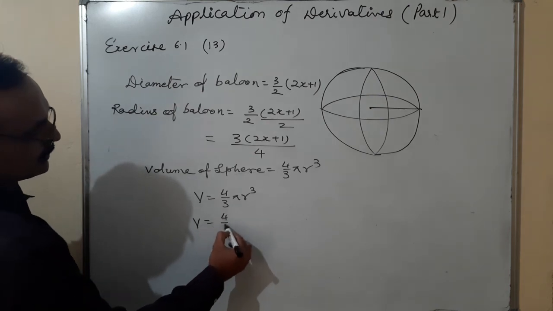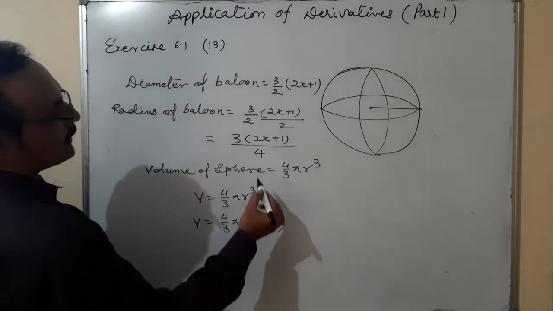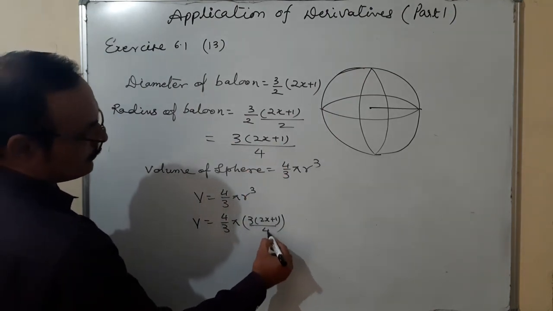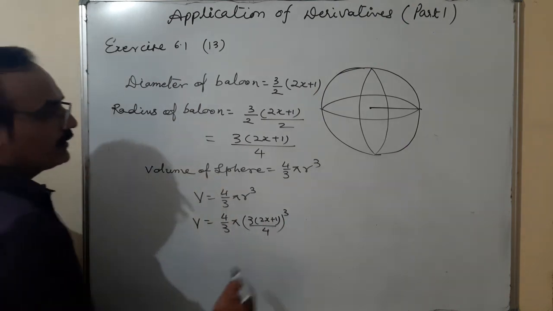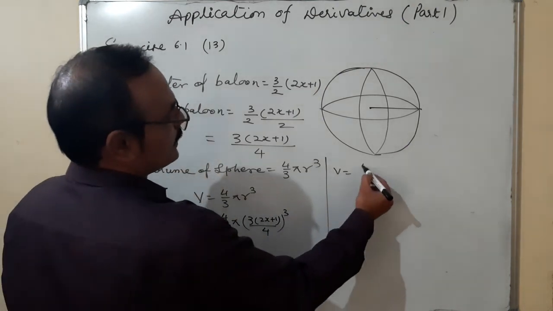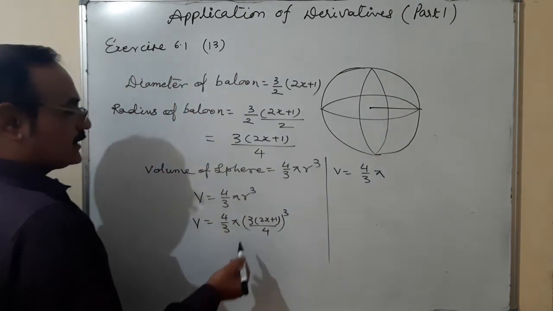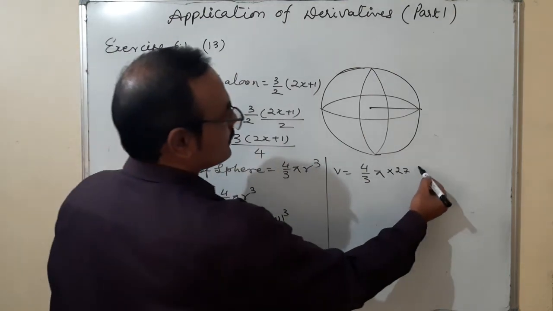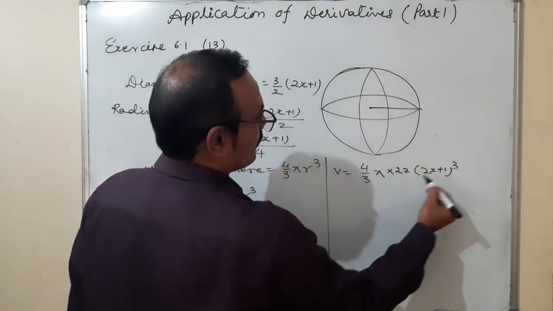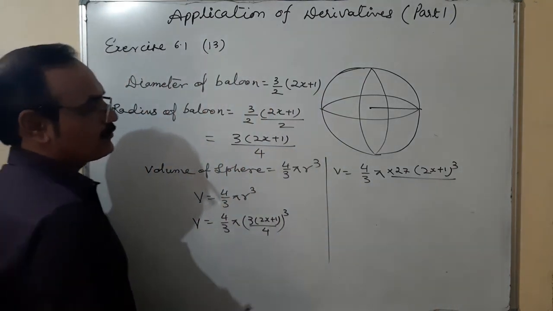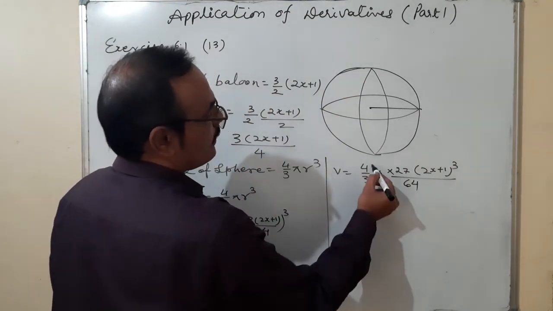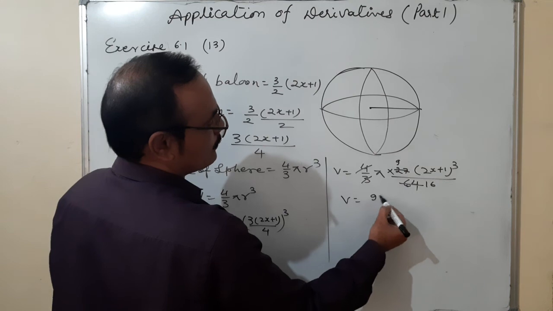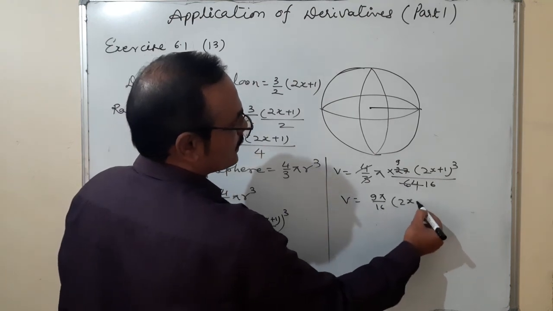V is equal to 4 upon 3 pi, radius is (2x plus 1) upon 4, whole cube. And that means V is equal to 4 upon 3 pi. Three threes are 9, three nines are 27, (2x plus 1) whole cube upon 4 cubed, 4 times 4 is 16, 16 times 4 is 64. 16 threes are 9 there.